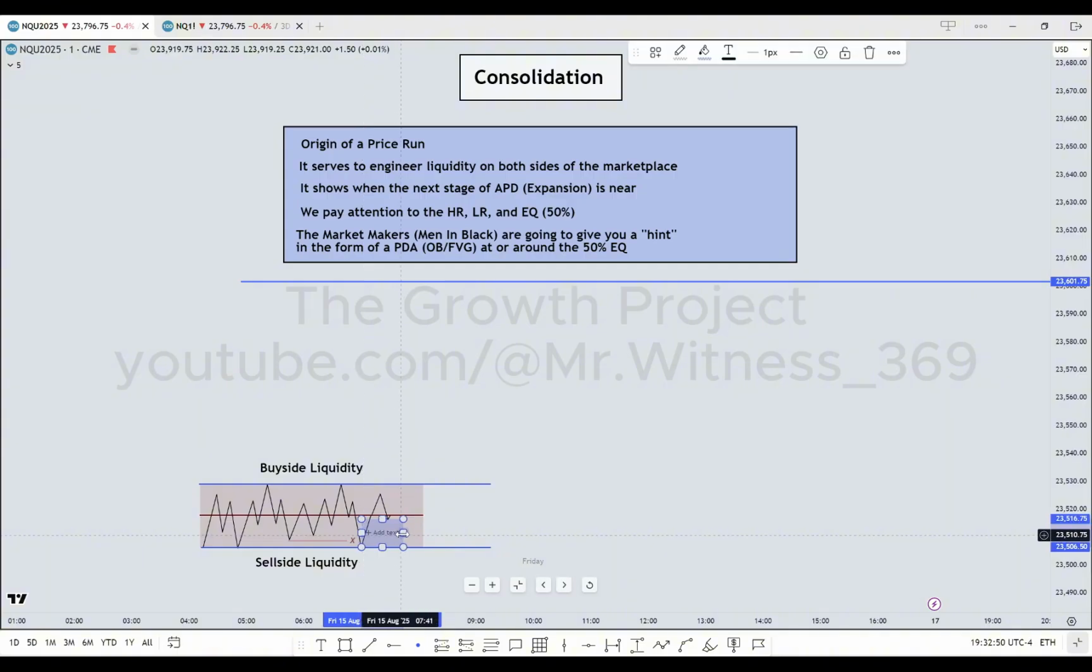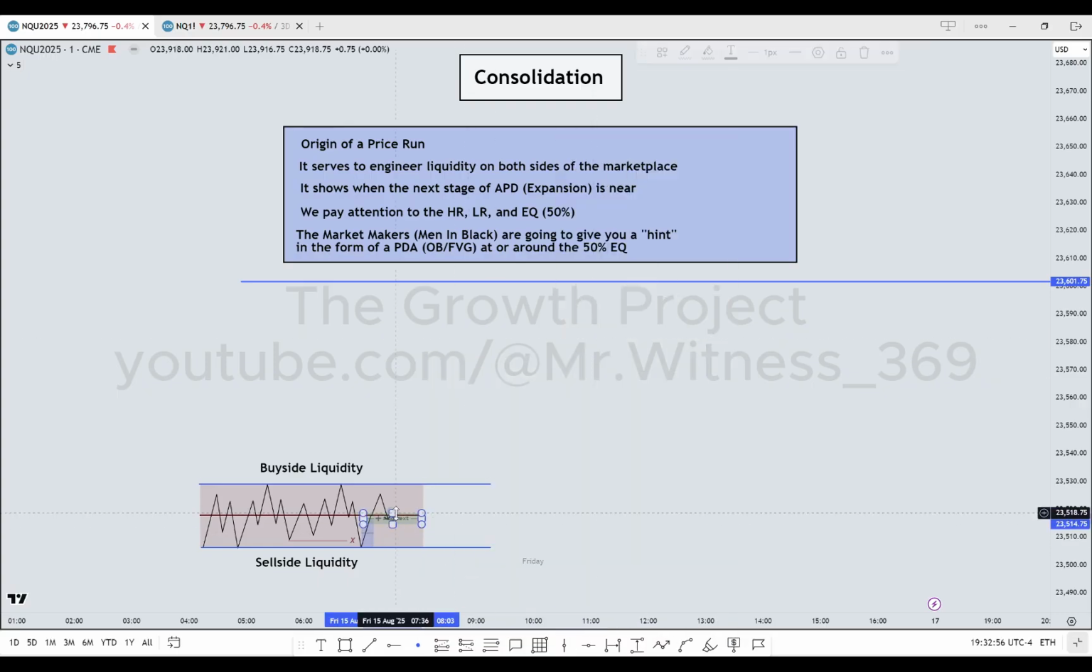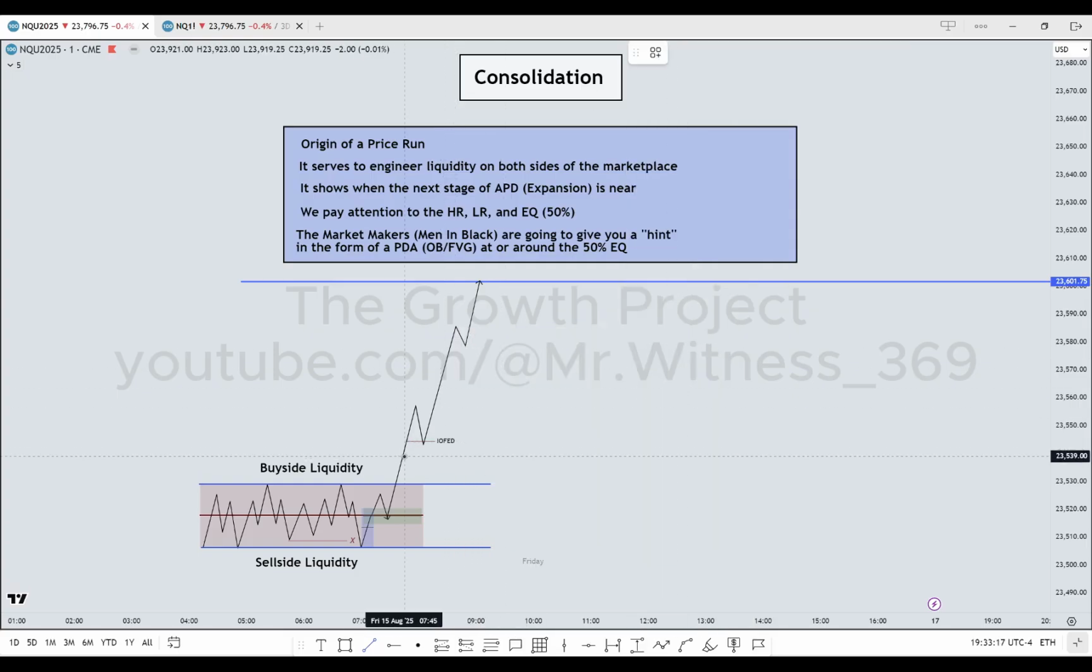So you're going to have a bullish order block around here and/or a bullish fair value gap around the 50%. Once you have reached this level, the market can deliver towards the buy side in two ways. Okay, it's either going to break the high, leave a gap here, and then deliver towards the buy side. And this gap right here, the first gap that the market leaves, can be an IOFED, okay? After breaking out from the consolidation model.